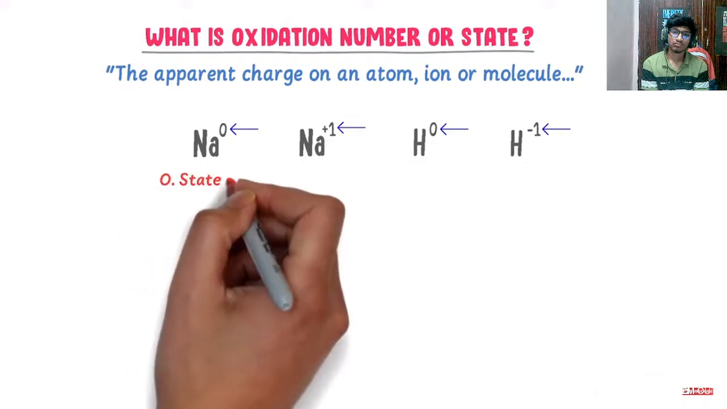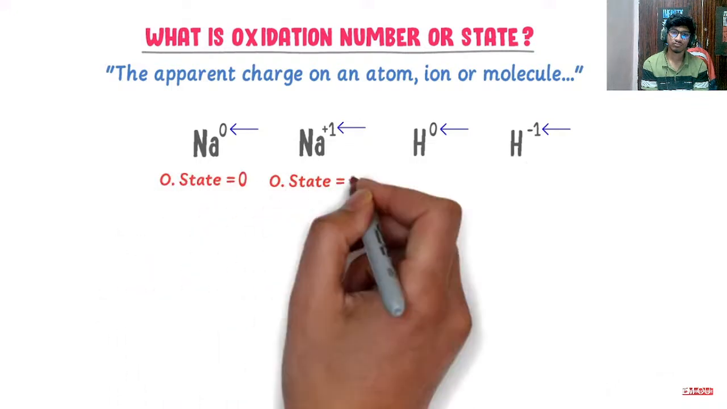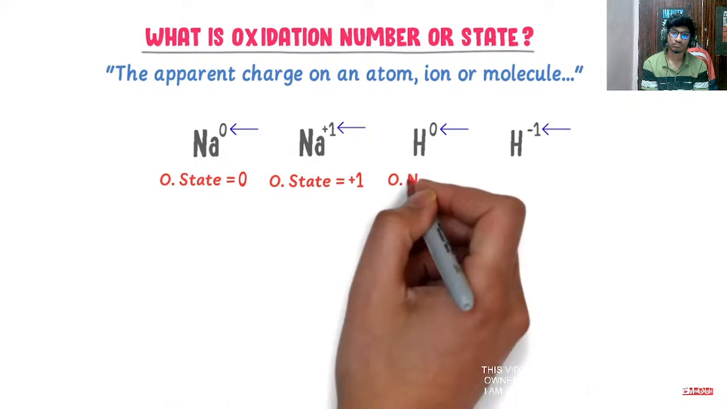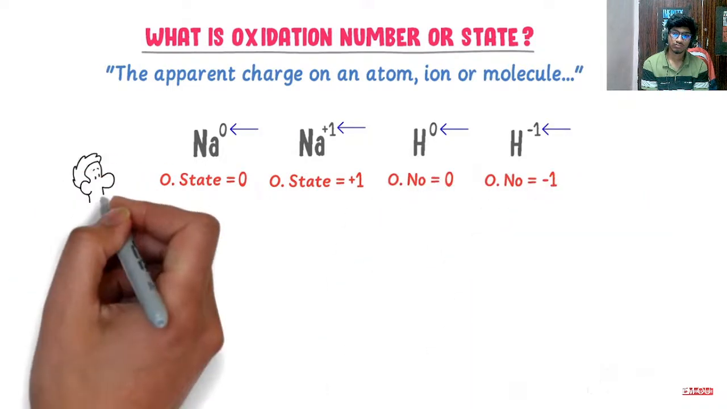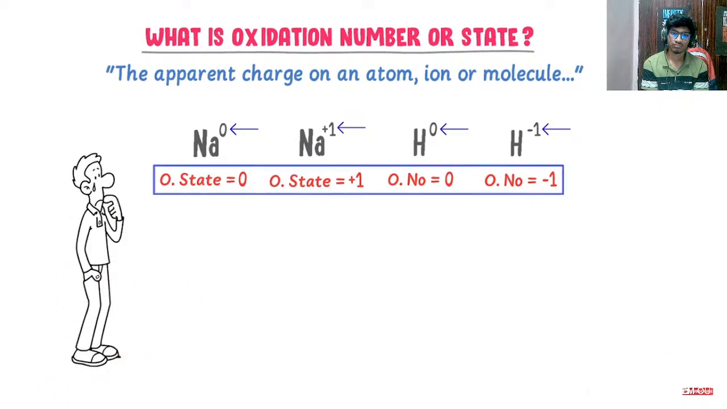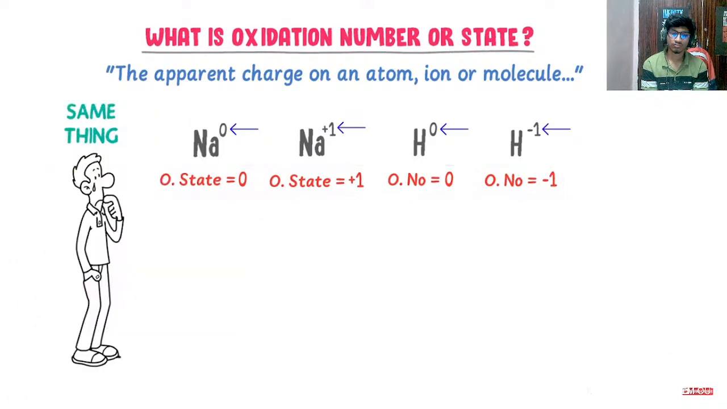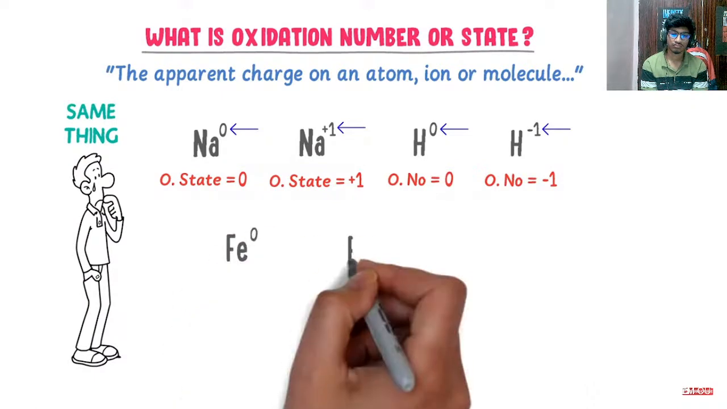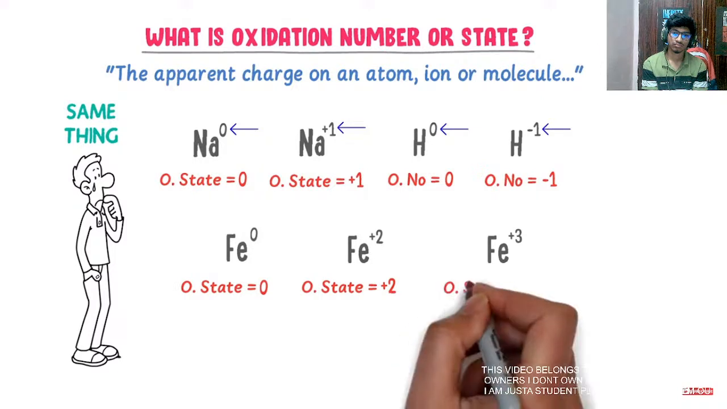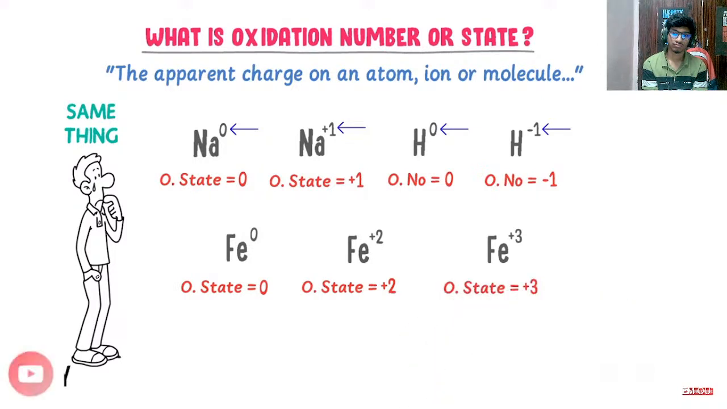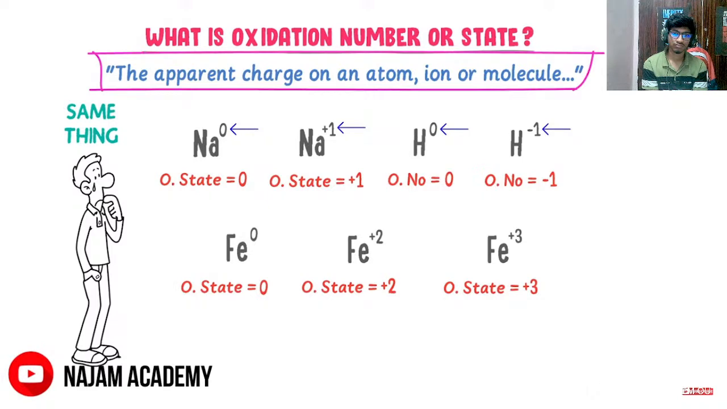So the oxidation state of sodium atom is 0, the oxidation state of sodium ion is positive 1, the oxidation number of hydrogen atom is 0 and the oxidation number of hydrogen ion is negative 1. Do not confuse if I say oxidation state or oxidation number because they both are the same thing. Similarly, consider iron atom, iron positive 2 ion and iron positive 3 ion. Here, the oxidation state of iron atom is 0, the oxidation state of this iron ion is positive 2 and the oxidation state of this iron ion is positive 3. Thus remember that oxidation number or oxidation state is the apparent charge on an atom, molecule or ion.